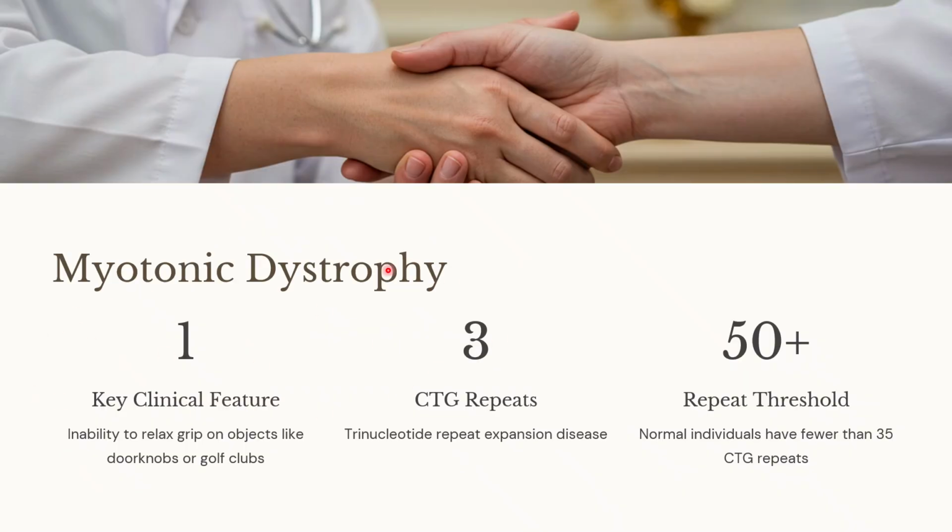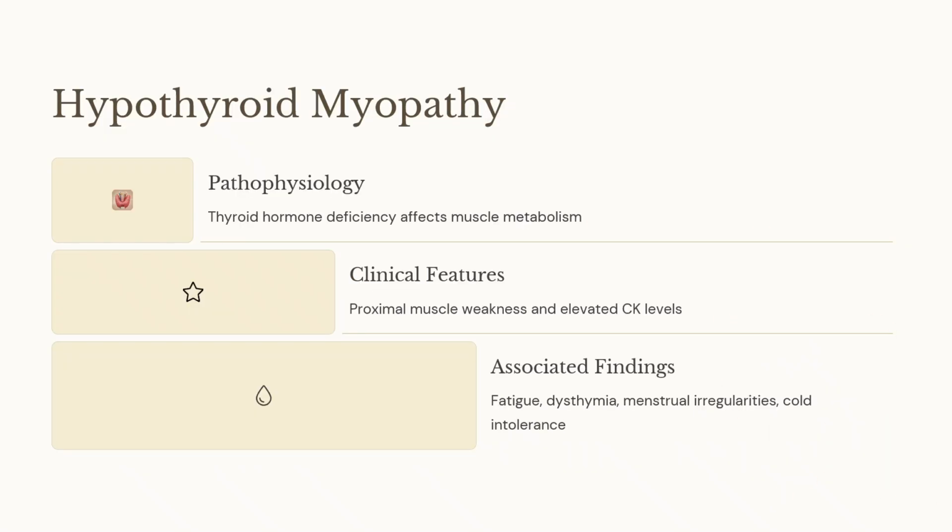What do you understand by myotonic dystrophy? Here, there is an inability to relax the grip on objects like doorknobs or golf clubs, or they will not be able to release the handshake. This happens in myotonic dystrophy, which is due to CTG repeats, a trinucleotide repeat expansion disease. Normal individuals have fewer than 35 CTG repeats, but when there are 50 plus CTG repeats, it results in myotonic dystrophy.